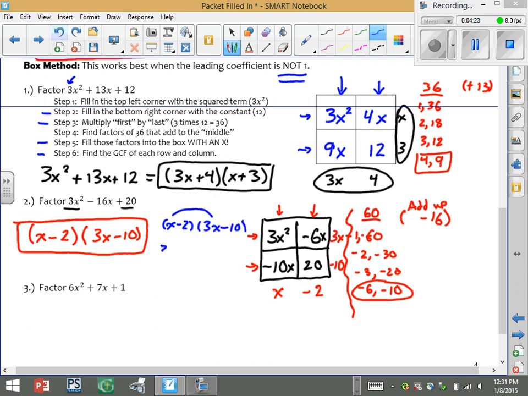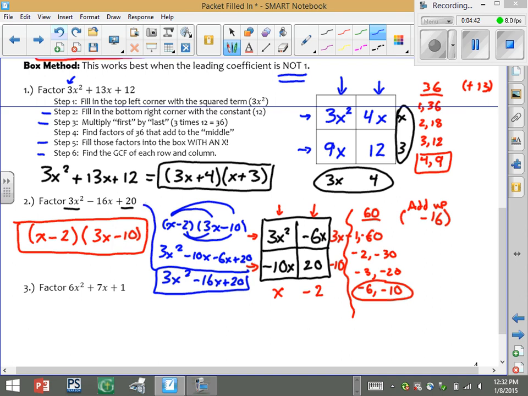X times 3x is 3x squared. X times negative 10 is minus 10x. Negative 2 times 3x is minus 6x. Negative 2 times negative 10 is positive 20. When I combine my like terms, 3x squared minus 16x plus 20, I get back to my original, which tells me this was the right factored form.